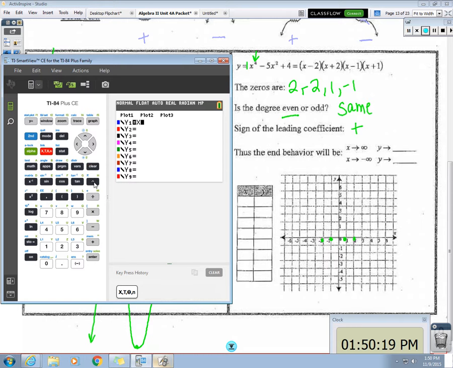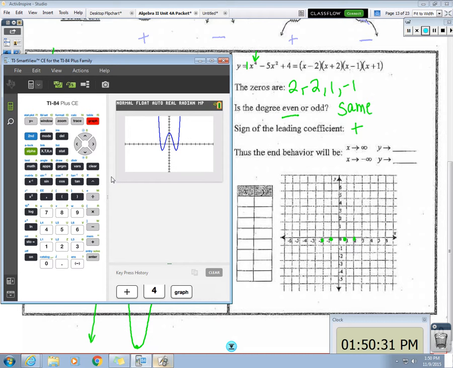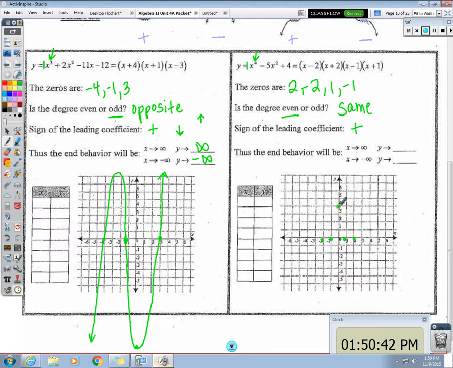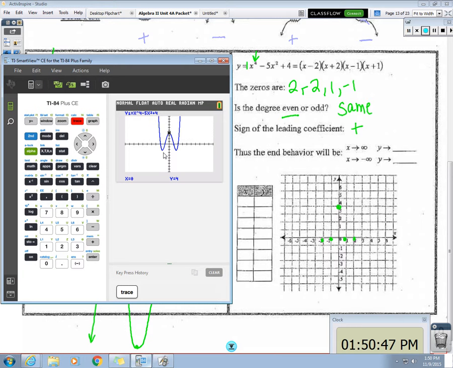So x to the 4th minus 5x squared plus 4. And your graph should look kind of like a W. Now, how do I find the y-intercept? Hit trace. And so the y-intercept is where? 4. So I can go ahead and plot it. 1, 2, 3, 4. And then, if you just look at your graph, where does it come down and change directions each time? About -2. So you just do a rough sketch.